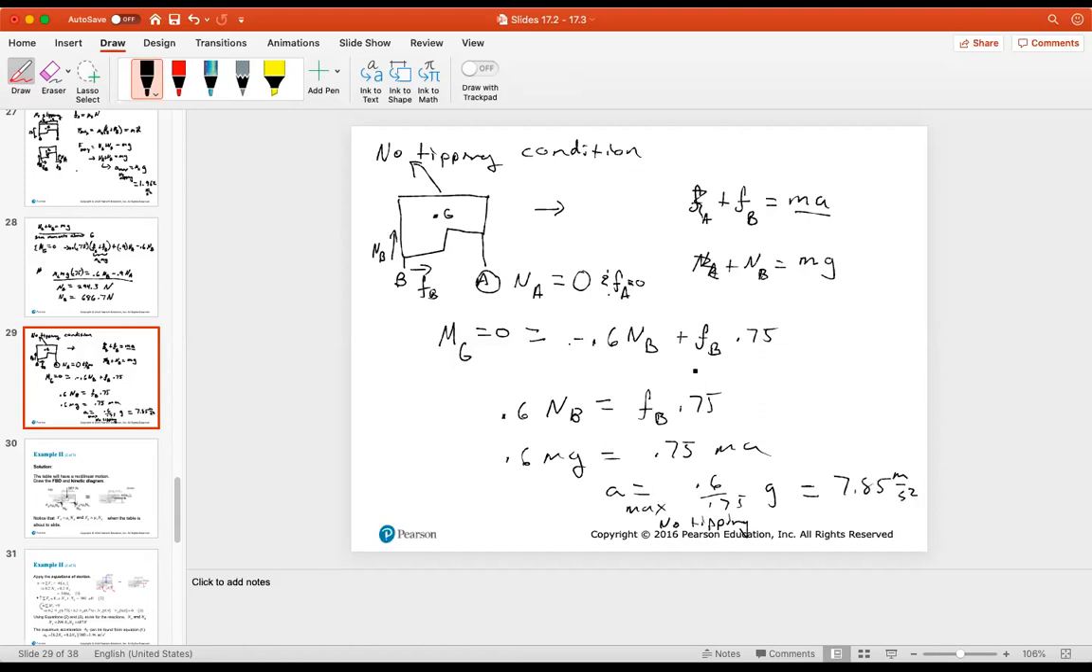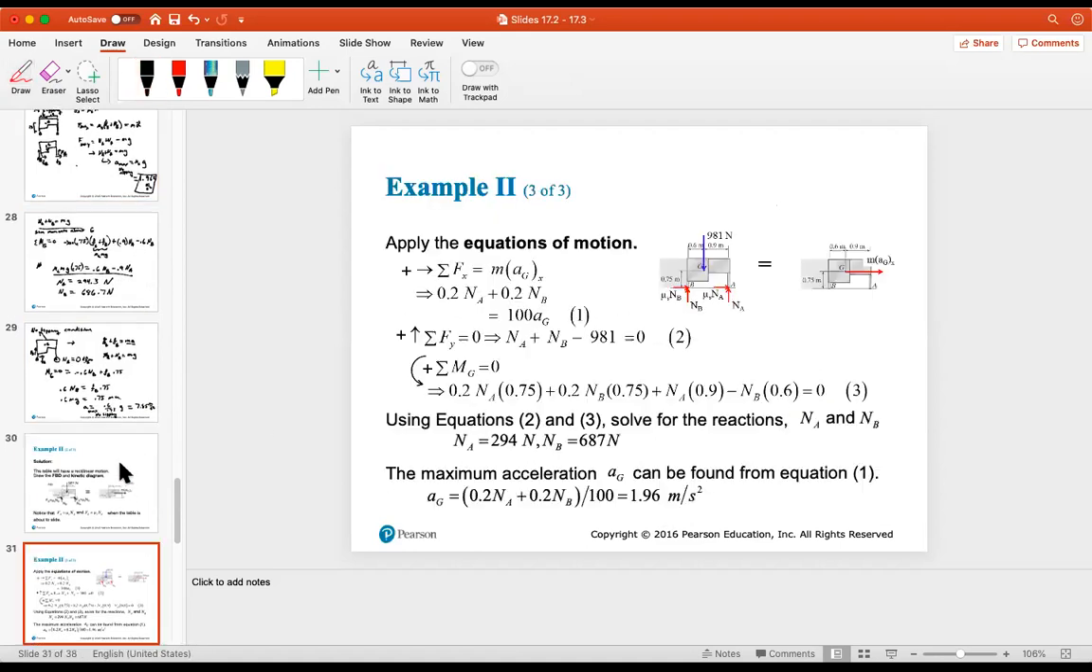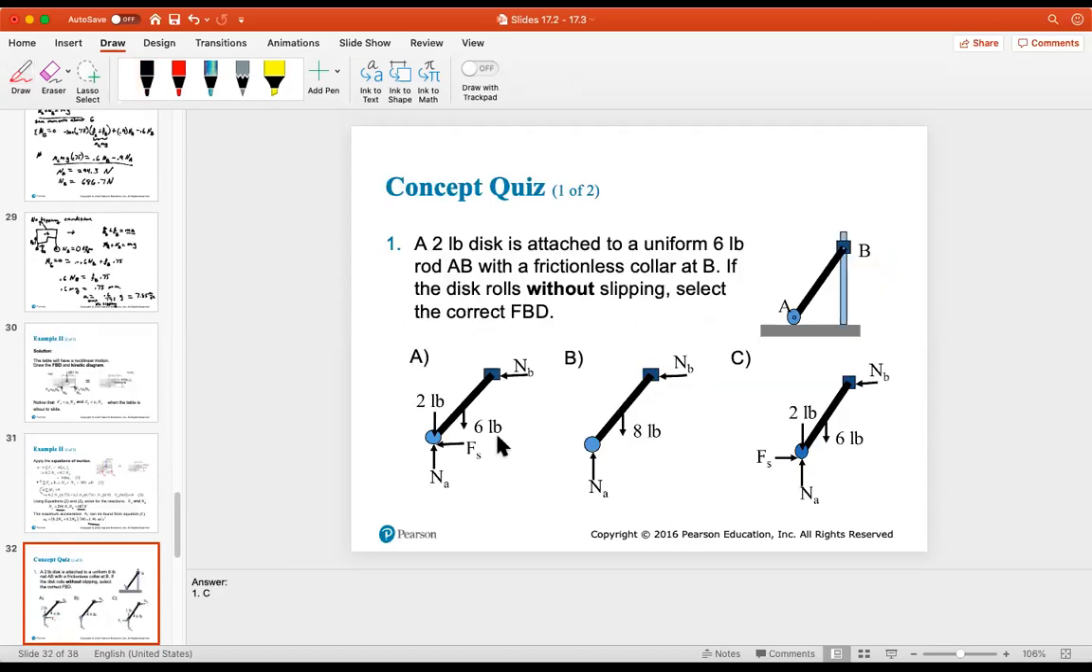So we get two possible accelerations. If you assume that it doesn't tip, you get 7.85 as the max acceleration. If you look at the constraint imposed by no slipping, you get 1.96 as the max acceleration. And we're looking at the most constraining of the two. And so this is going to be the actual answer. Let's see how we fared. So comparing to what they have, sure enough, that's what we get. And those were the two normal forces that we found. In the slides, they didn't even consider the possibility of tipping, but in some examples, you have to consider that.